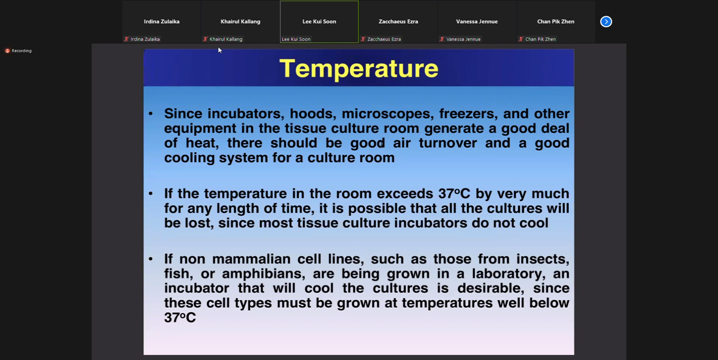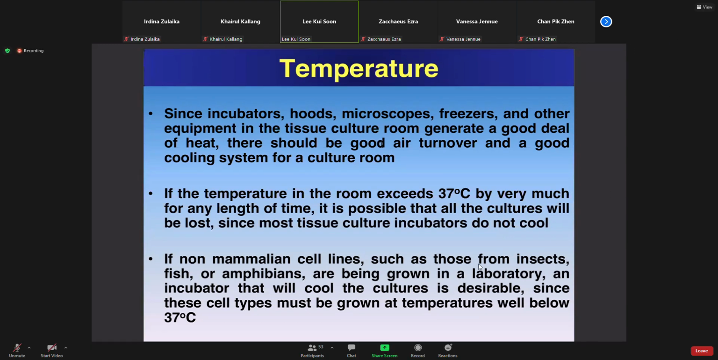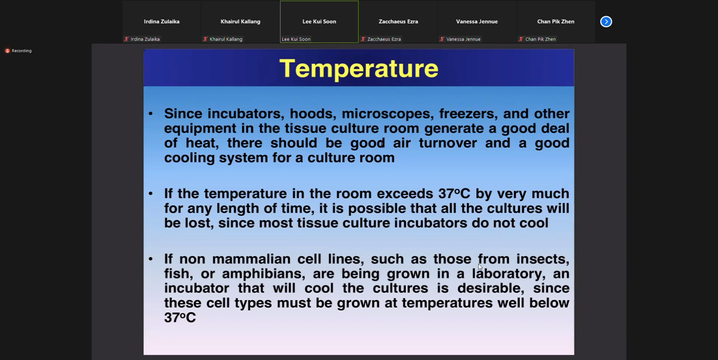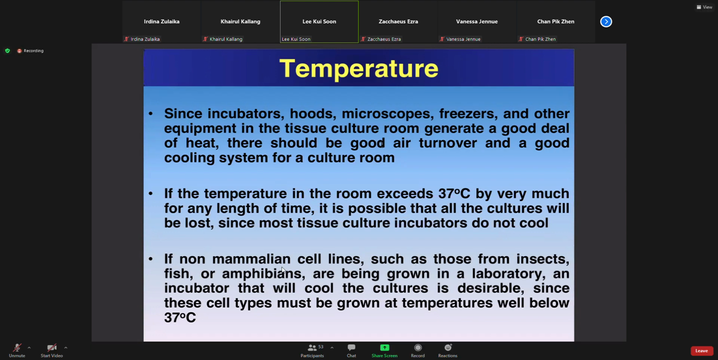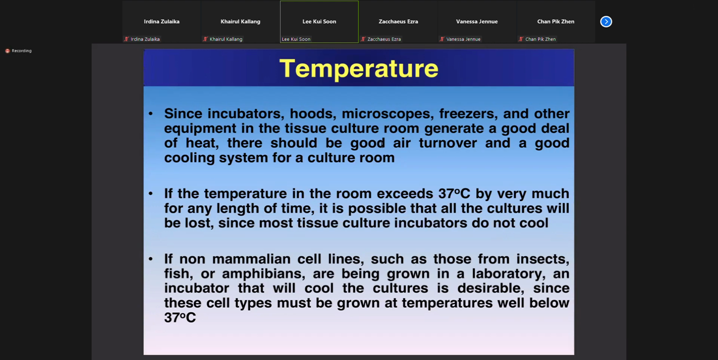If non-mammalian cell lines, such as those from insect, fish, and amphibia, are being cultured in the laboratory, an incubator that will cool down the culture is desirable, since this type of cell must be grown at a temperature which is well below 37 degrees Celsius. So if you need to culture insect cells, or maybe amphibian cells or fish cells, you need to create an environment which suits the cell to grow. For example, 34 degrees Celsius or maybe 32 degrees Celsius. You need to create that environment, so you need to put the cell in a room at the temperature that the cell desires to grow. Okay.